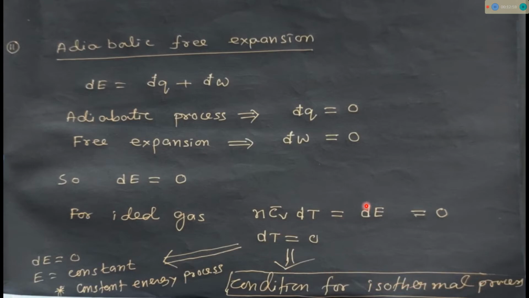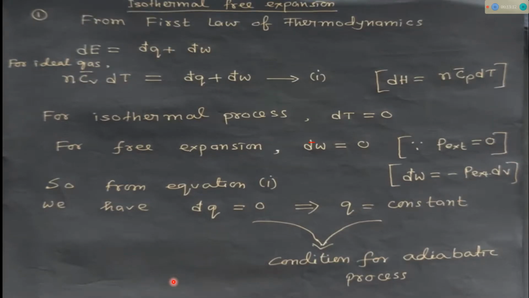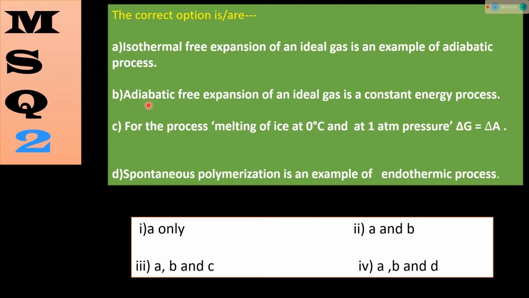Also, since dE is equal to 0, dE equal to 0 means we can write E is equal to constant. So we can say that this is a constant energy process. So see the statement 2, adiabatic free expansion of an ideal gas is a constant energy process.